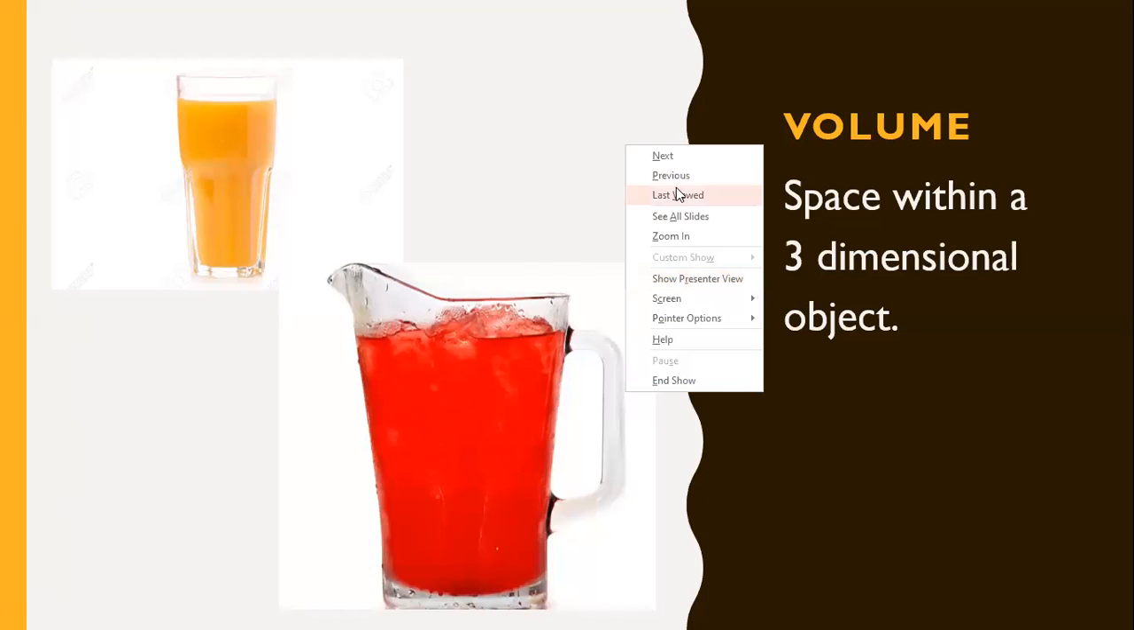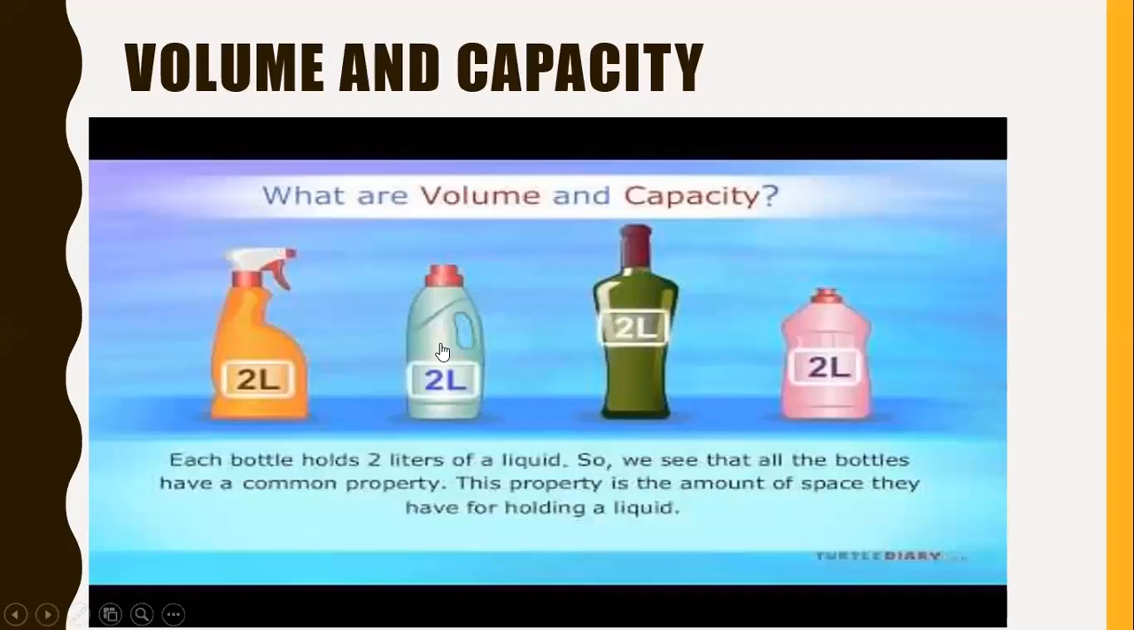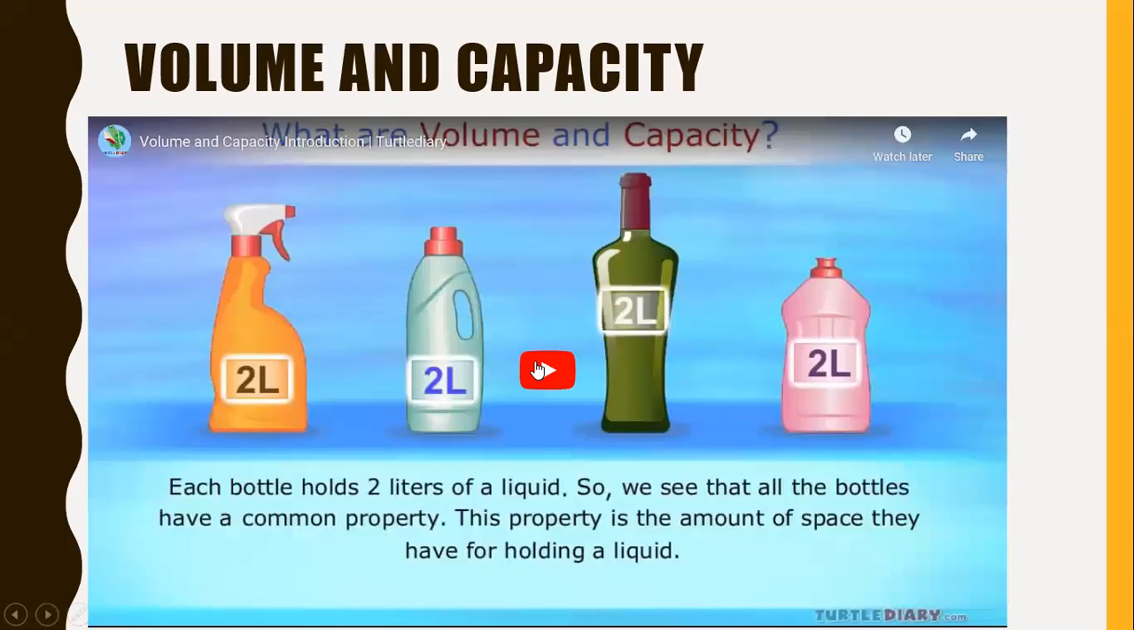So to begin our lesson, we're going to take a look at a brief video that is an introduction to volume and capacity.